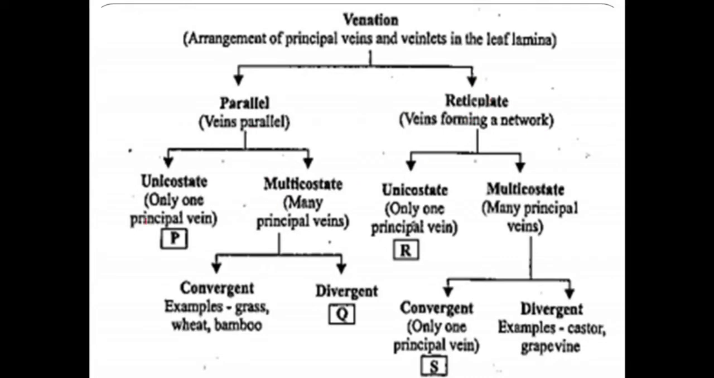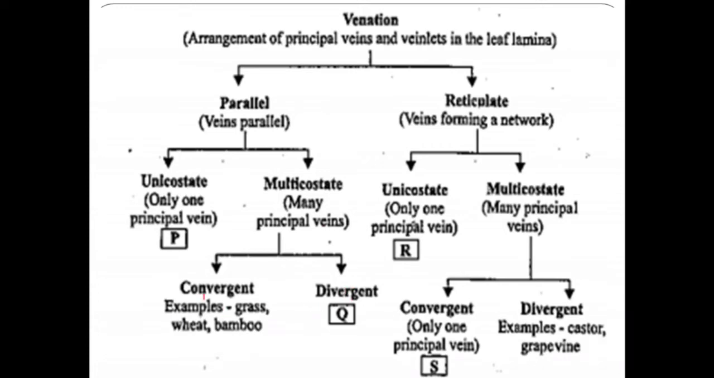Next, we come to parallel venation. Parallel venation is again subdivided into unicostate and multicostate. What is the meaning of unicostate? Unicostate means only one main or prominent vein is found in the leaf. If the veins are arranged in parallel, then it is called unicostate parallel venation. If a number of veins run parallelly on the lamina, then we call it multicostate. Multicostate is again further divided into convergent and divergent. What is the meaning of convergent?